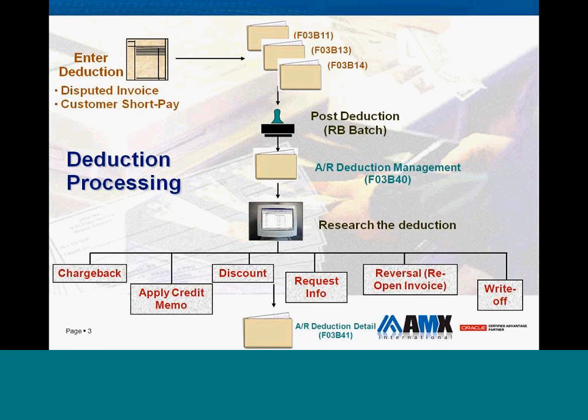Those resolutions could be a chargeback. It could be applying a credit memo. It could be a valid discount. You may want to request more info. You may want to reverse that or write it off. So let's take a look at the AR deduction process.